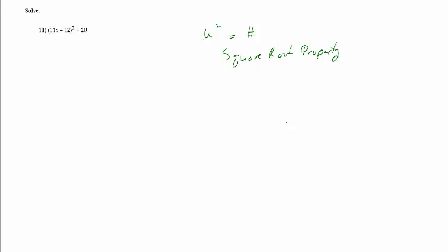So the square root property says if you have x squared is equal to some number b, then x is going to be equal to plus or minus whatever the square root of b is. So for this case over here, I have my left-hand side. Think of all that as being my u squared or my x squared. So 11x minus 12 is going to be equal to plus or minus whatever the square root of 20 is.